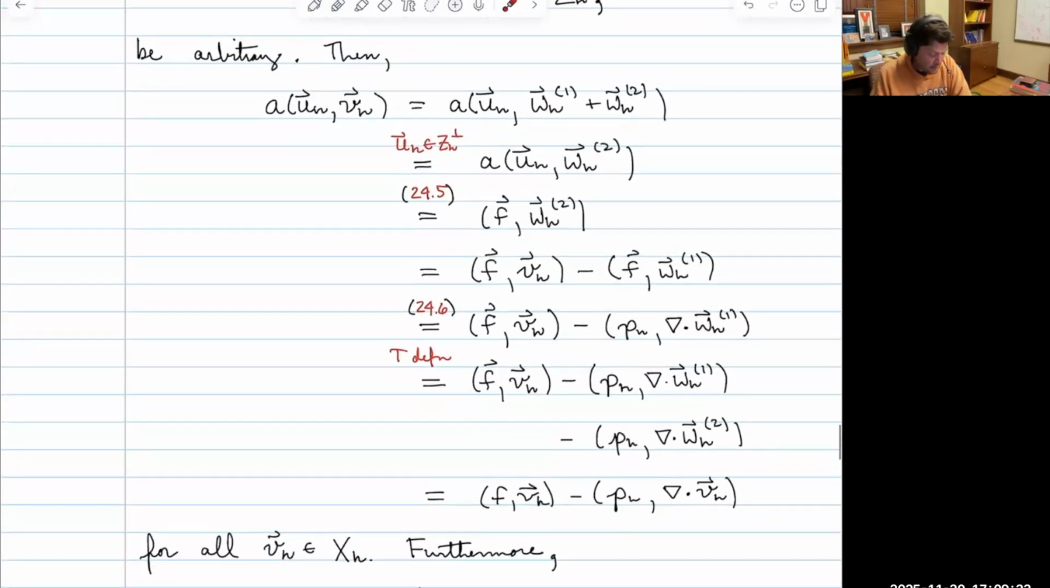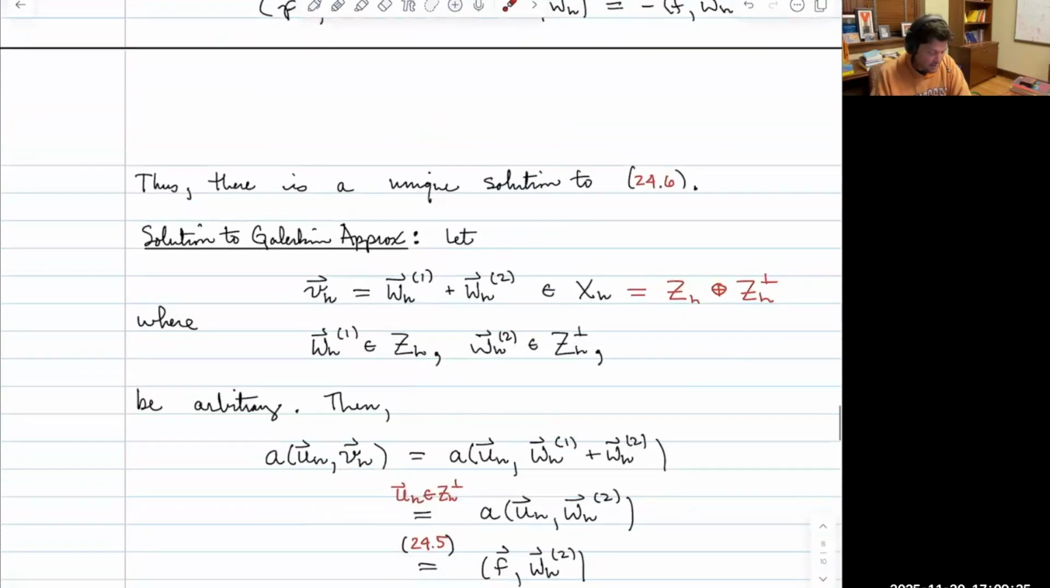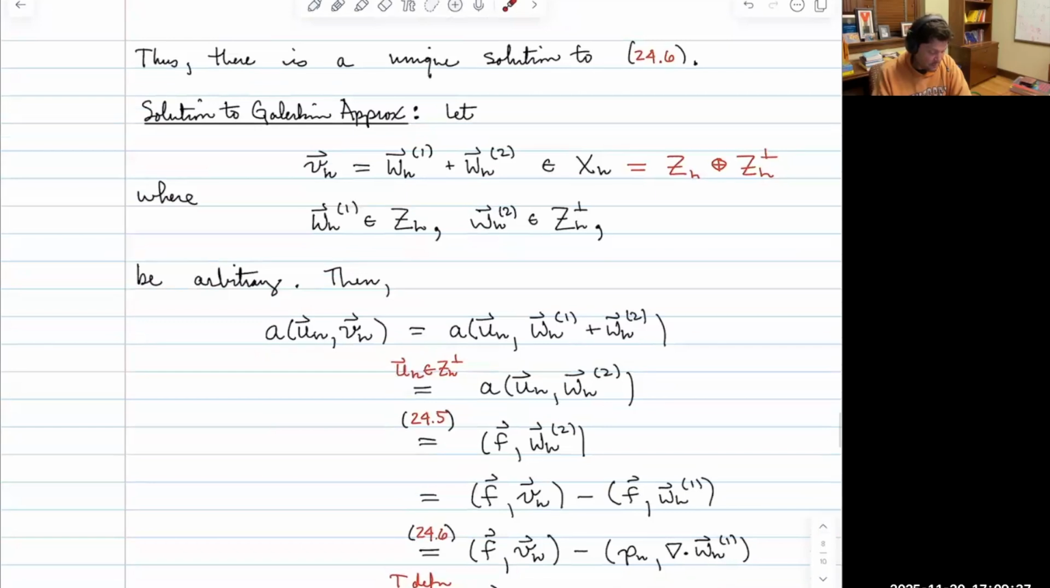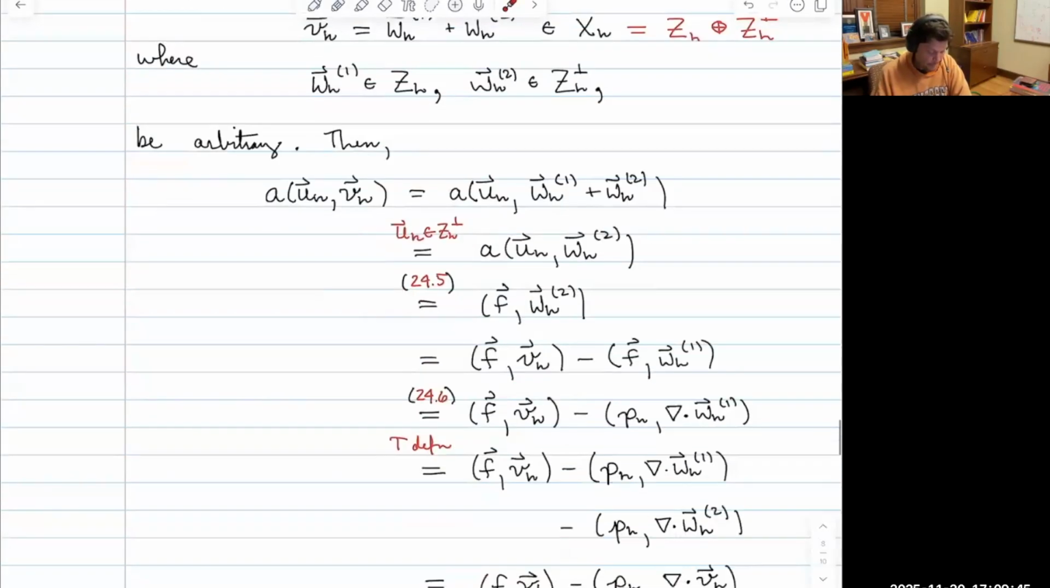All right, now the next thing I'm going to do is rewrite WH2 as VH minus WH1. And that can be gotten from right here. So WH2, if I take this guy and move it to the other side, then I get VH minus WH1.